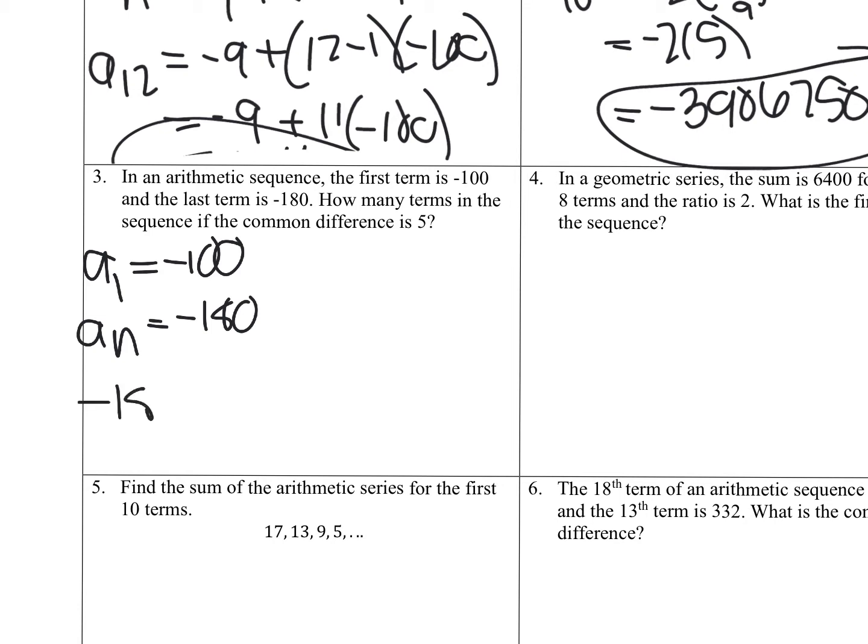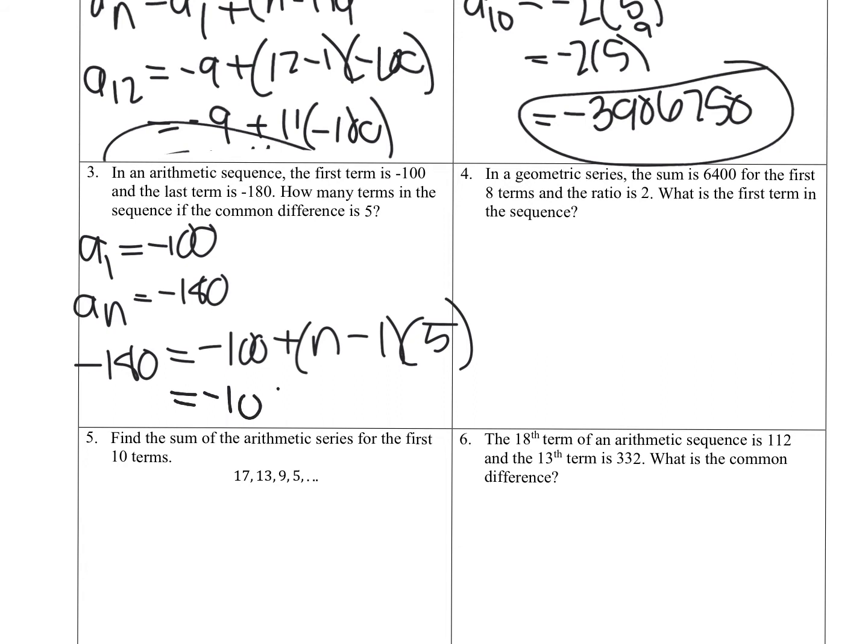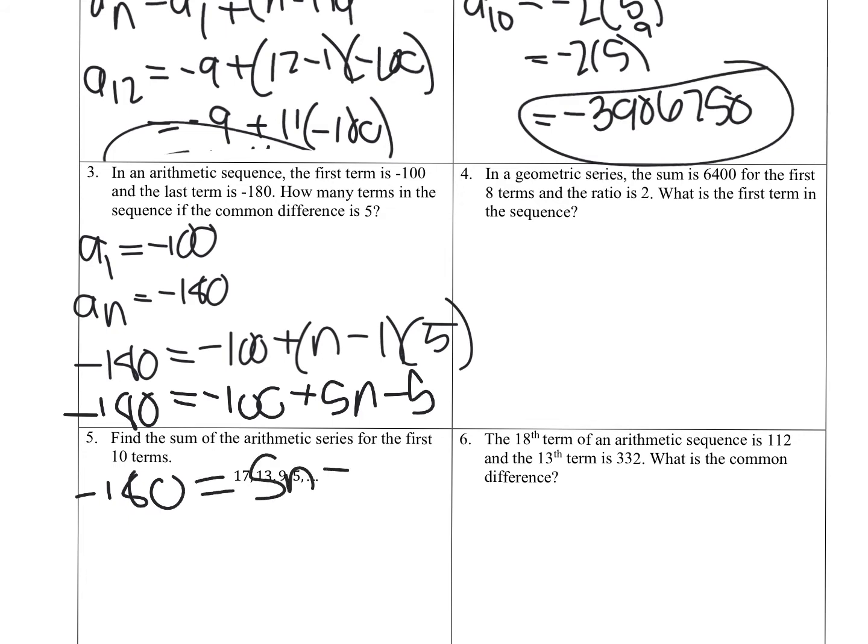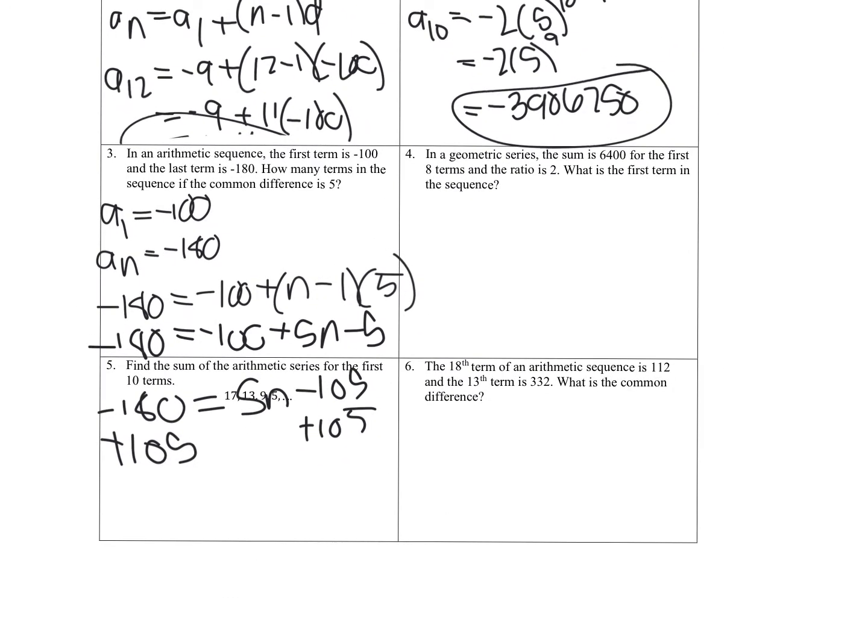So I'm going to use the arithmetic sequence formula. I'm going to plug in negative 180. My first term is negative 100. I don't know my n. I know my common difference is 5. So this would be negative 100 plus 5n minus 5. Okay. Negative 180 is going to be 5n minus 105. We're going to add 105 to the other side. So that's 75. So that's going to be 75 divided by 5. So n is going to be 15. So there are 15 terms in the sequence.